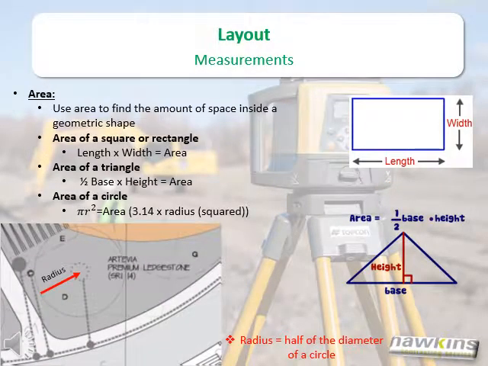Measurements. Area. Use area to find the amount of space inside a geometric shape. To find the area of a square or rectangle, you multiply length by width. To find the area of a triangle, you multiply half of the base times the height. To find the area of a circle, you multiply pi by the radius squared, and that will give you the area.